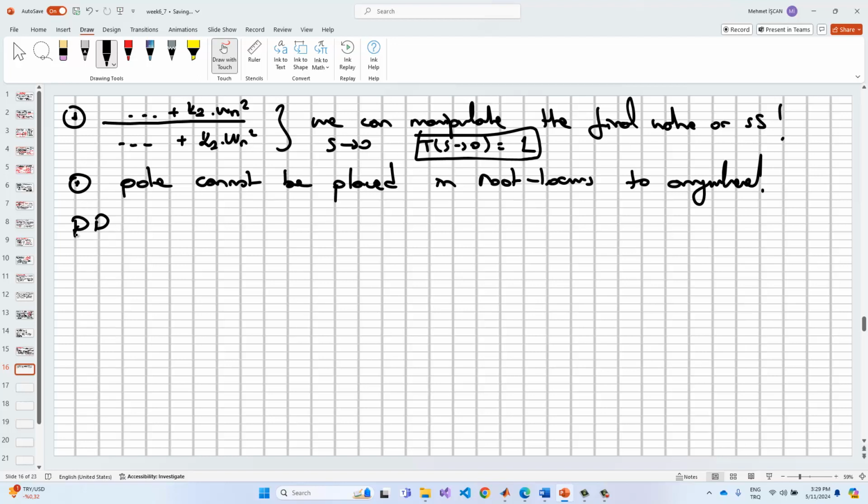And also, we can see that we can give the PD controller in here for the comparison. Okay?